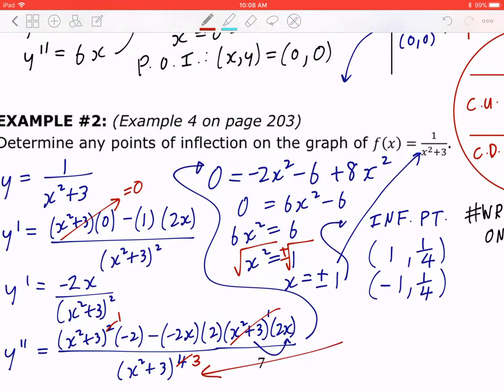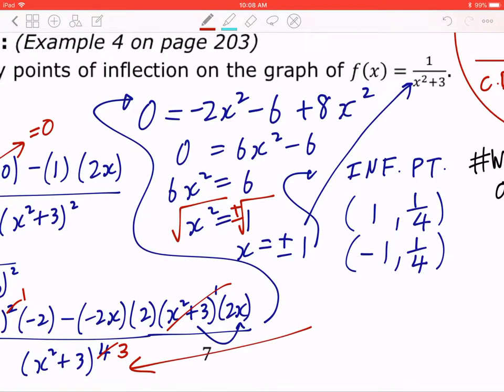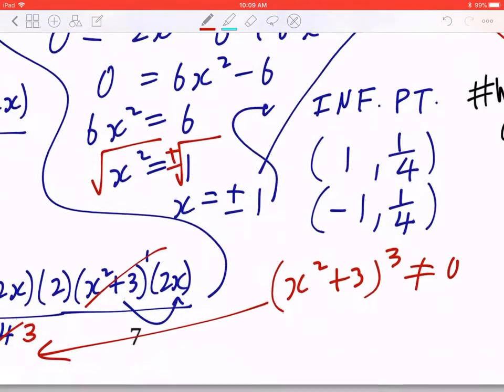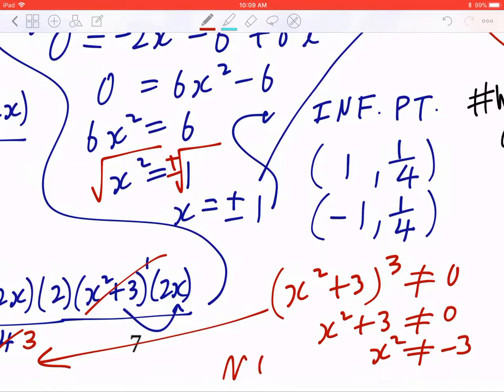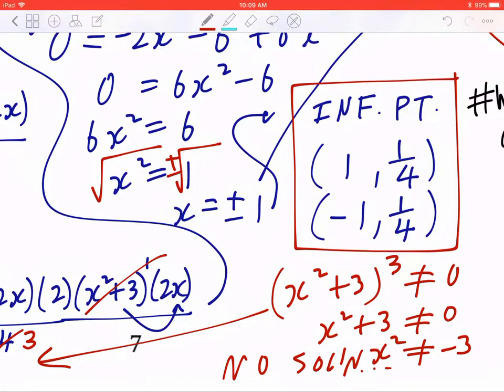I still want to check this because sometimes all the values that make f double prime undefined, they could be an inflection point. But in this case, I'm trying to tell you that x squared plus 3, the whole thing cubed cannot be 0. So the goal is, are there any restrictions for x? If yes, they may be vertical asymptotes or they may be actual inflection points. And if you take the cube root of both sides, you get x squared plus 3 cannot be 0. And when you bring it over, you would discover that this is not possible. There are no solutions to this. So there are no points in the denominator that you have to focus on. The only inflection points are (1, 1/4) and (negative 1, 1/4).